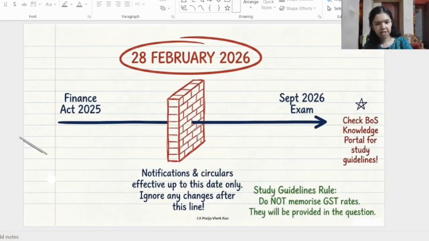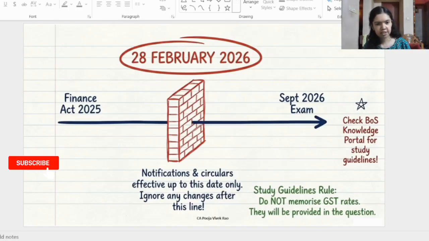The next important study guideline was don't waste time on excluded areas. So now let's talk about some important study guidelines mentioned in the session. GST rates: you need not spend your preparation time memorizing the GST rates. The rates will be provided in the question itself. So the important message here is know your study guidelines. Check the study guidelines from the BOS knowledge portal. Don't spend hours preparing areas that are outside your syllabus, while neglecting the areas that are actually important for the syllabus.